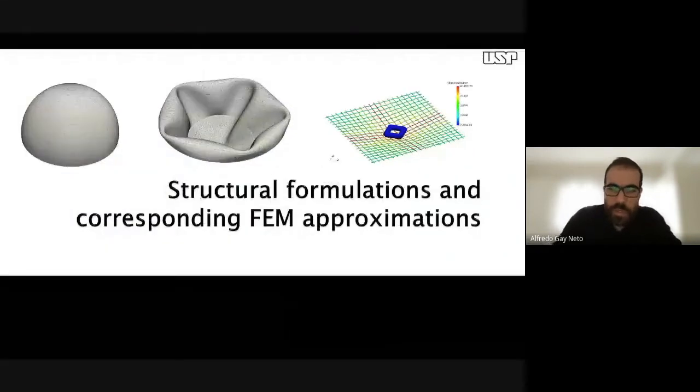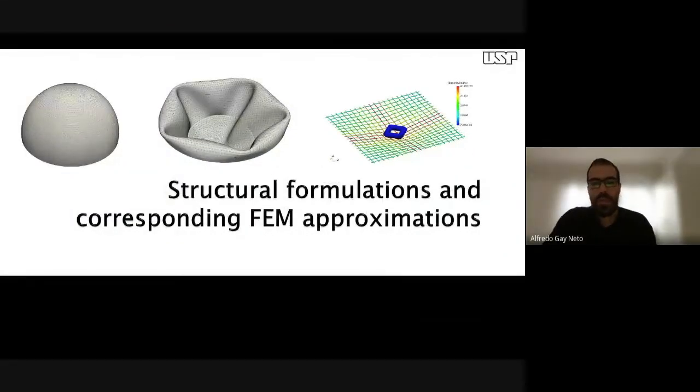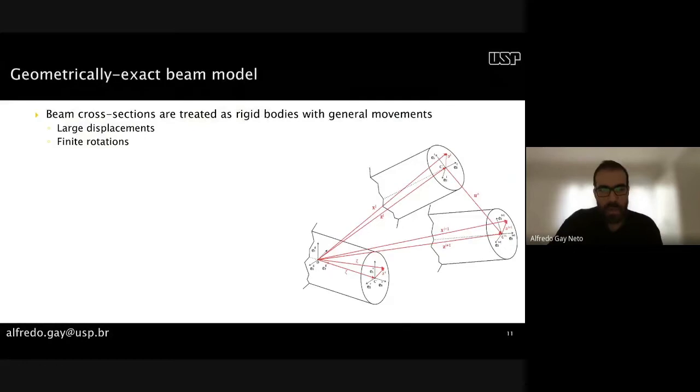Now, prior to entering the contact topics, I'll give a small introduction about some structural formulations that I will use afterwards together with the contact models that I'll show. For example, the geometrically exact beam model. What is this? This is a quite convenient way to describe a beam. It comes from previous works by Simo, for example. I'll show some references in the next slide.